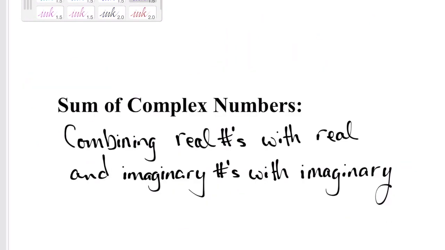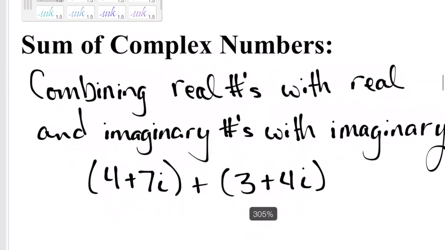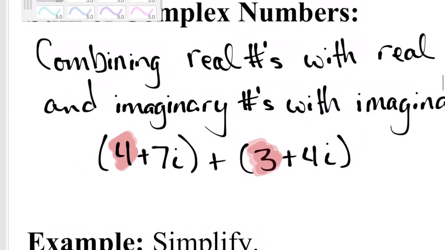All right, now we have some of complex numbers. So this is when we're combining the real numbers with the real numbers and the imaginary with the imaginary. So it's just like terms. You can only combine an x with an x and a y with a y. So a quick example, if I can, would be 4 plus 7i, and we're adding this to 3 plus 4i. So when I'm doing this, I want to combine my real terms together. So I have 4 plus 3. 4 plus 3 will give me 7.